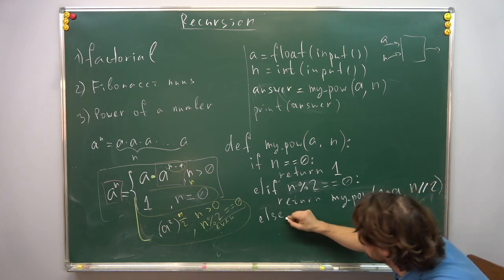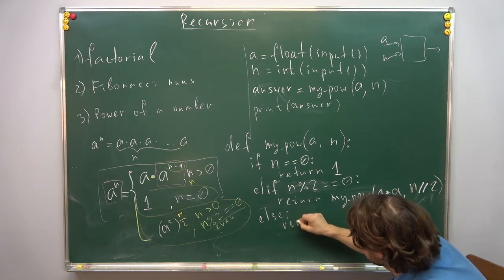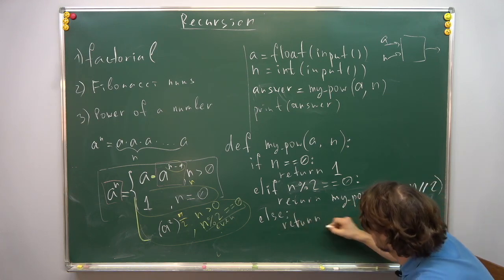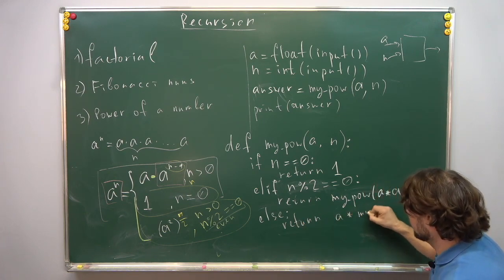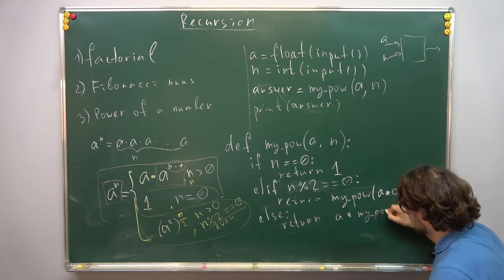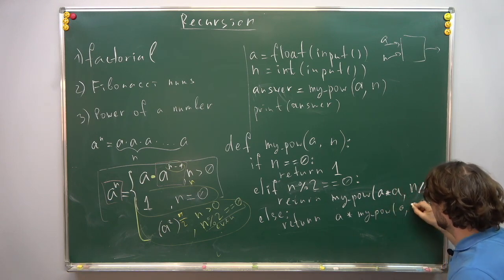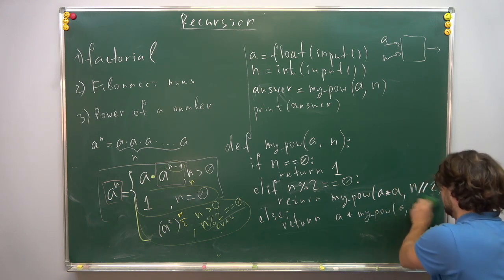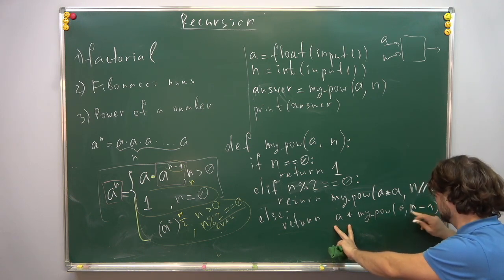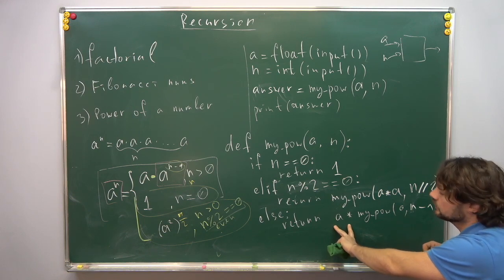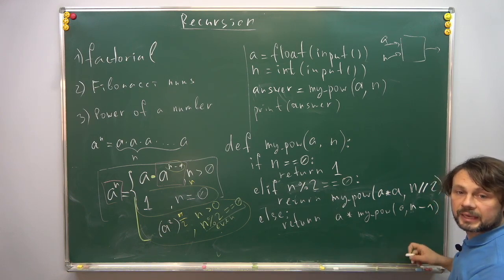Let's not ask it here. Else, return normally a multiplied by my power of a in power n minus 1. Because here I already multiplied a in power n minus 1 by a. Okay?